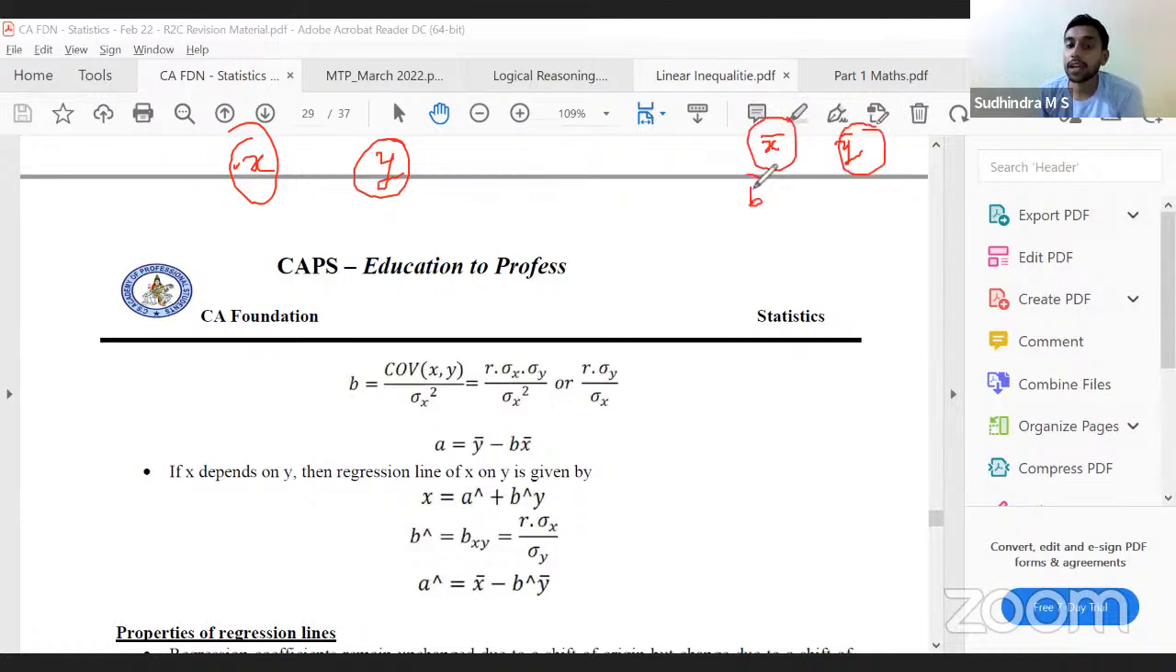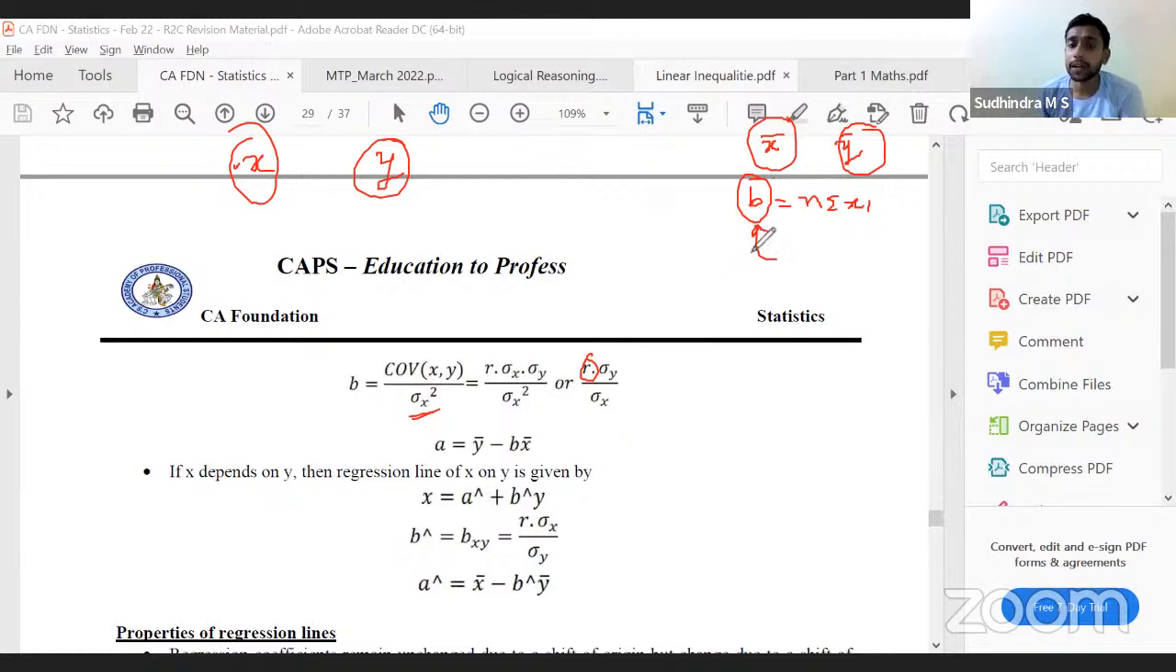Then we have to calculate b. How to calculate b? If they have given us correlation, we go with that. If they have not given us correlation, then we go with covariance of xy divided by variance of x. Alternatively, we can go with n summation xy minus summation x into summation y, that formula. So both alternative formulas can be used. With that, we calculate b.